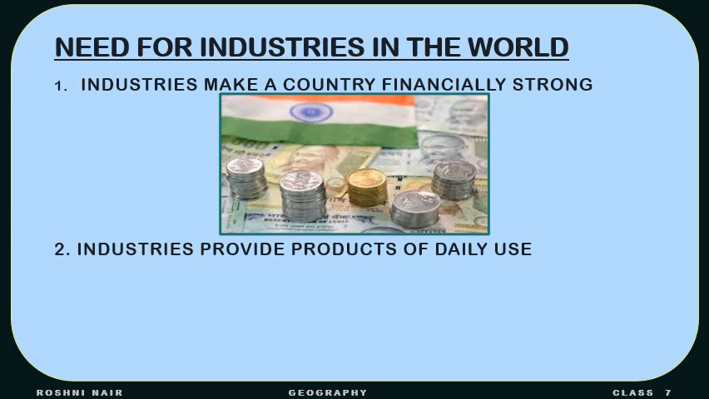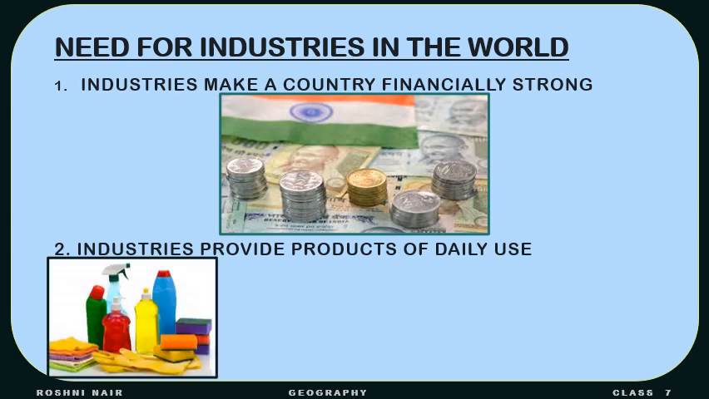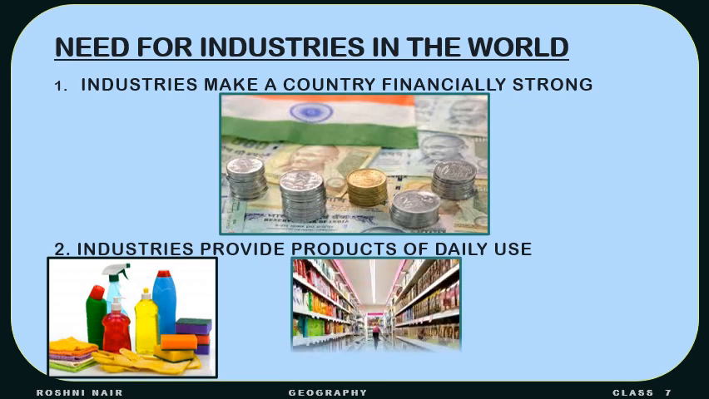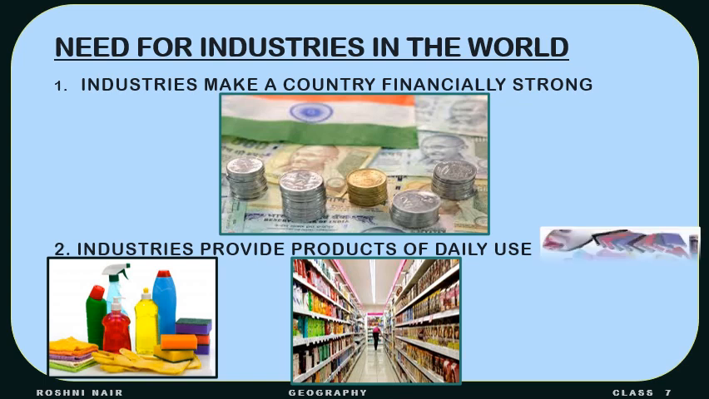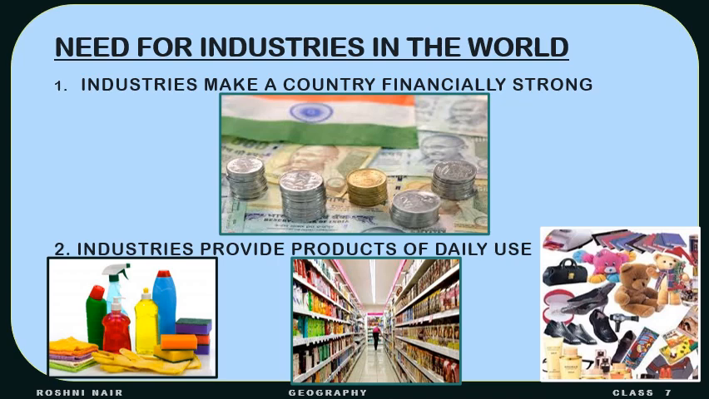Industries also provide products of daily use. All the products like soap, or we can say the cleaning materials, the utility products, whatever we get in shops and malls are provided by the industries. Even the toys, shoes, books, everything is provided by industries. And industrial development in the backward regions will help in reducing regional imbalance. Industries also produce goods and equipment which are required for the defense of the country.